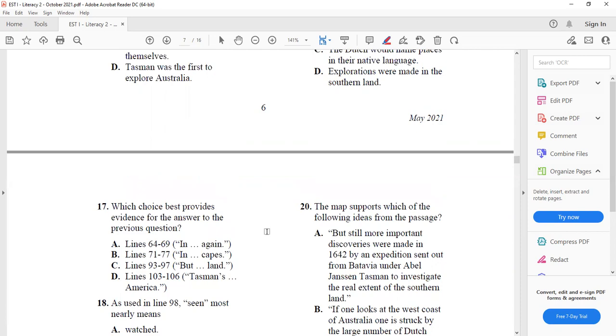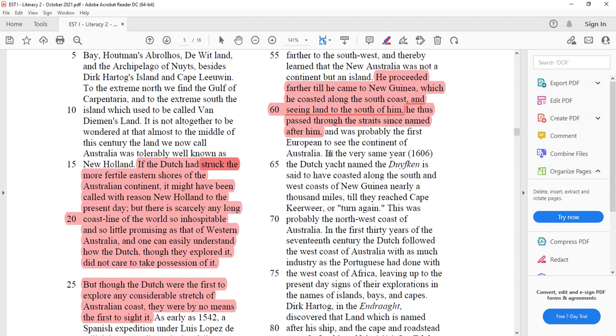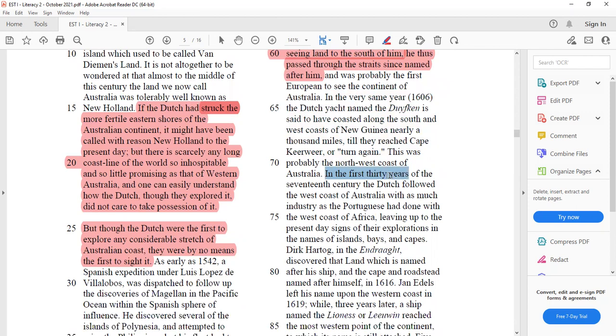It says from line 64 to 69. Okay: in the very same year, 1606, the Dutch yacht named the Dolphin is said to have coasted along the south and west coast of New Guinea, nearly 1,000 miles, till they reach Cape Keerweer or Turn Again. It doesn't mention the historian, so it's not the answer. The other evidence is from line 71, from "in the first 30 years" till "capes" in line 77.